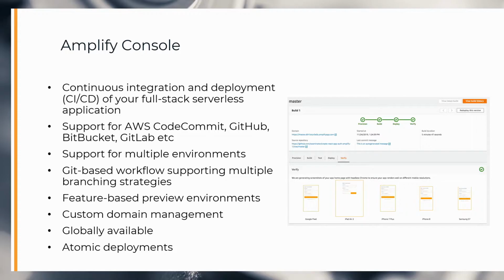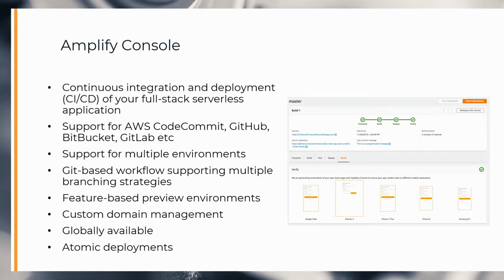We can bring custom domains into our applications very easily, and extremely easily if we're going to use the Route 53 and Amazon Certificate Manager services as well. It's a globally available service. The hosting is out on Amazon CloudFront, so edge devices with points of presence very close to all your customers across the globe. It also allows us to do atomic deployments.